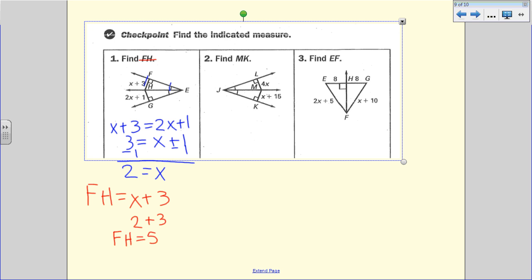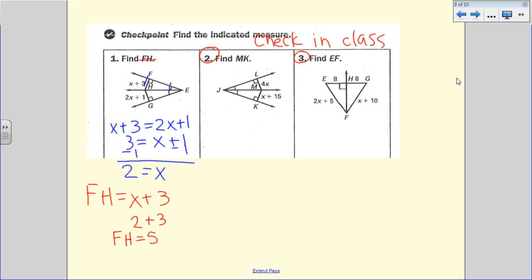What I want you to do now is do number 2 and number 3. We will check in class. What that means is you need to do those now. So for those of you that conveniently forget to do these, let's pause the video. We'll have you pause it, and then you can just do those 2 problems right now.